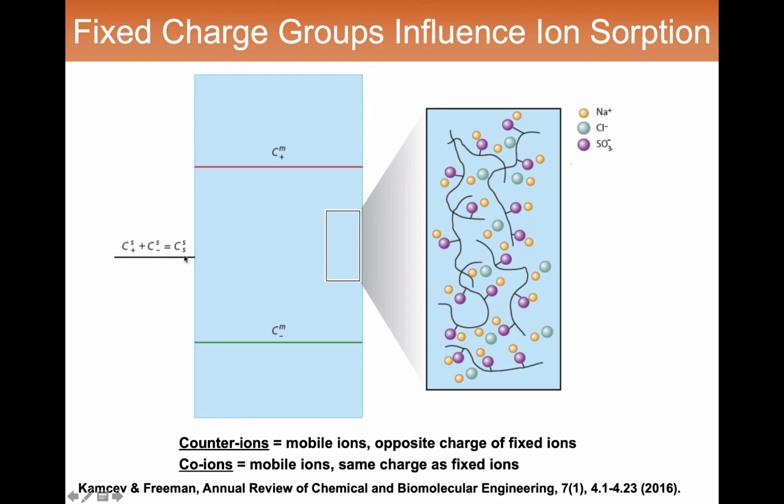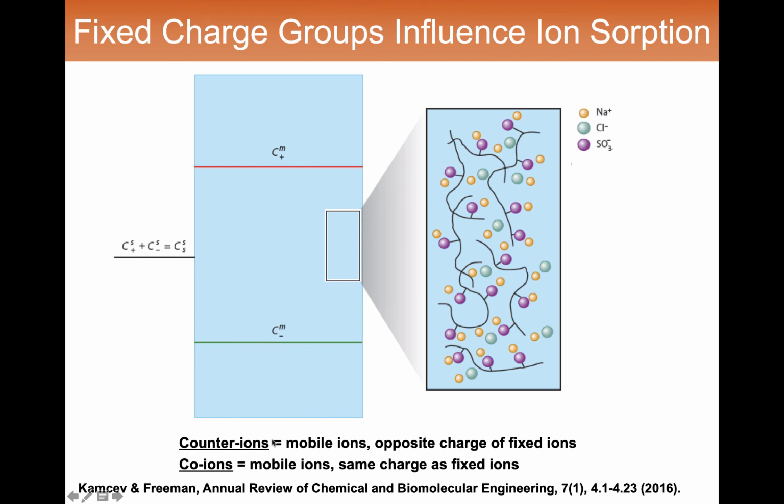And so these ions partition between the aqueous solution on either side of this membrane, and they partition into the membrane. If the membrane has negatively charged sulfonate groups, then there's going to be an awful lot more positively charged mobile ions in the membrane than negatively charged ions. Of course, if these fixed charge groups are positively charged quaternary ammonium groups, then this situation is going to be flipped. There'll be a lot more chloride in the membrane than sodium.